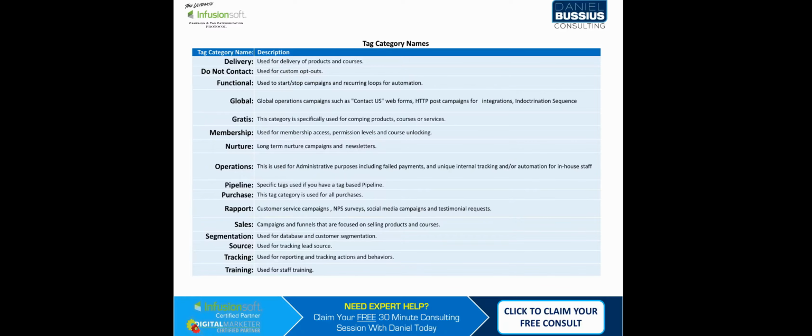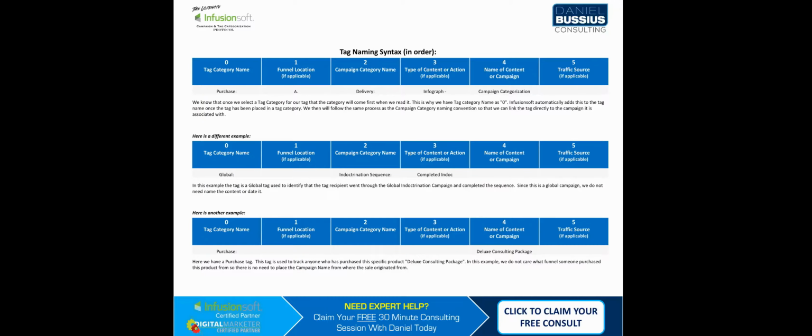So let's take a look at the tag naming convention and the syntax of how you're going to set up your tag names. And you'll notice I have right here a 0, and that's because we know that inside of Infusionsoft, once you associate a tag with a category, the category name immediately comes in front of the tag when we're looking at it in the system. So that's why the category name is 0. And so for this example, the tag category name is purchase.